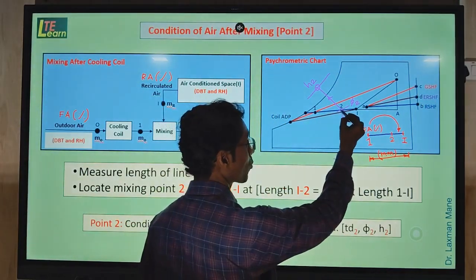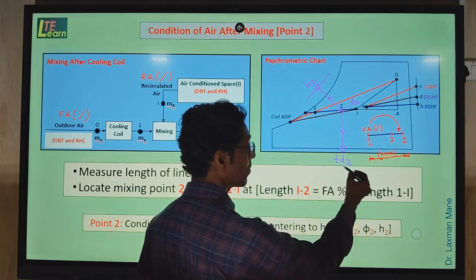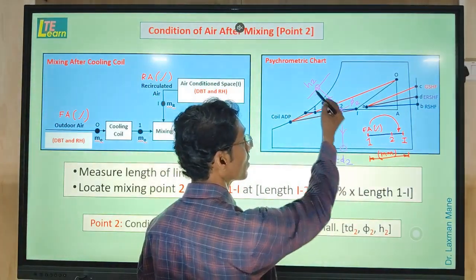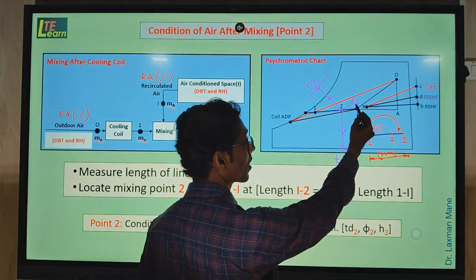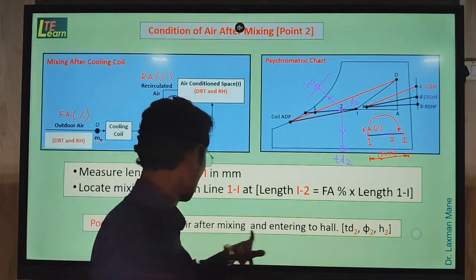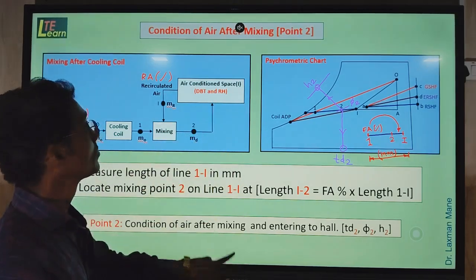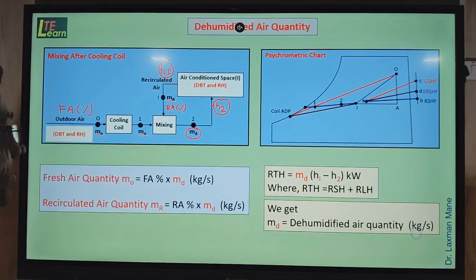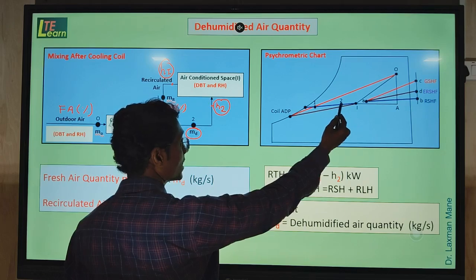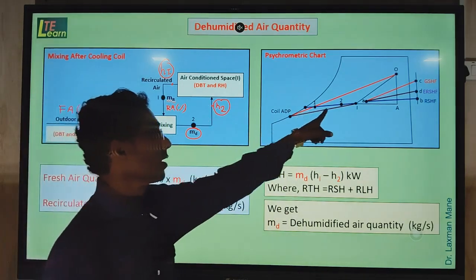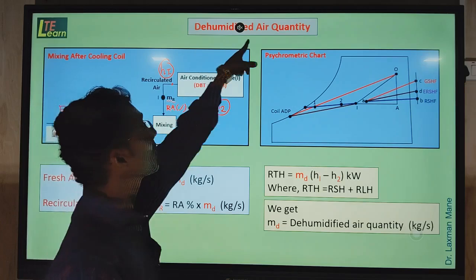After that, by projecting from this point in different directions, we find here the dry bulb temperature TD2. We find the enthalpy H2 on the enthalpy scale, and on the curve we find the relative humidity. These are the conditions of air after mixing, which is entering the hall. After getting point number 2 and the corresponding enthalpy H2, we use this enthalpy and the I enthalpy in the determination of dehumidified air quantity.